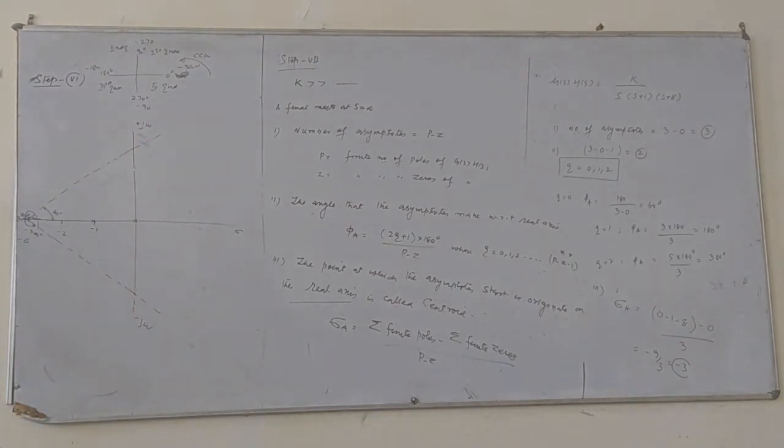This is clear. So they have to begin from where? They have to begin at the centroid. You have to see the appropriate angles. There are 3 asymptotes, so 3 angles will be there, including 0. So you have to draw these angles accordingly. Okay.